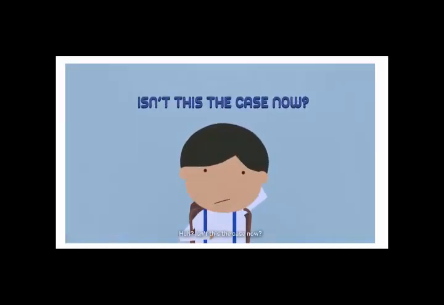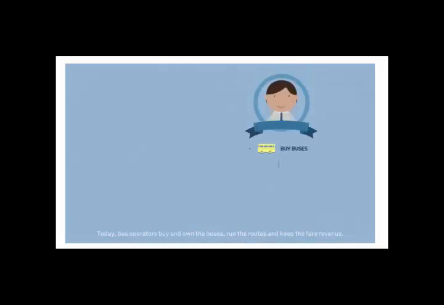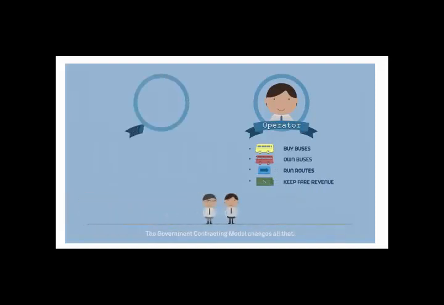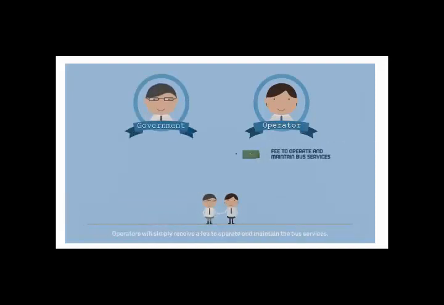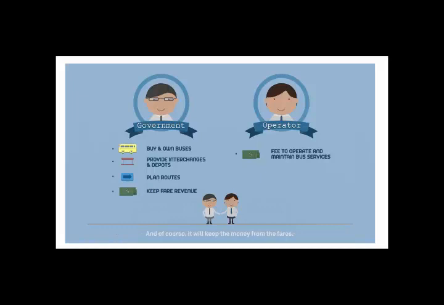Isn't this the case now? Nah, it's far from it. Today bus operators buy and own the buses, run the routes and keep the fare revenue. The government contracting model changes all that. Operators will simply receive a fee to operate and maintain the bus services. And the government will own and provide the buses, interchanges and depots to the operators. And of course, it will keep the money from the fares.